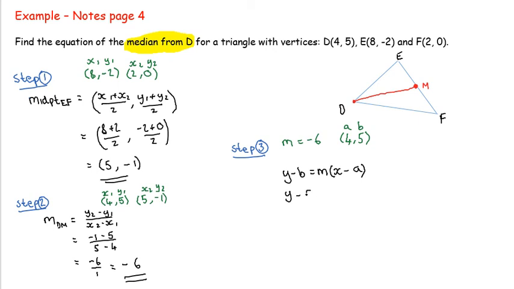So y minus 5 equals -6 times (x minus 4). And I just need to expand and simplify. So y minus 5 equals -6x plus 24. Add 5 to both sides. y equals -6x plus 29.